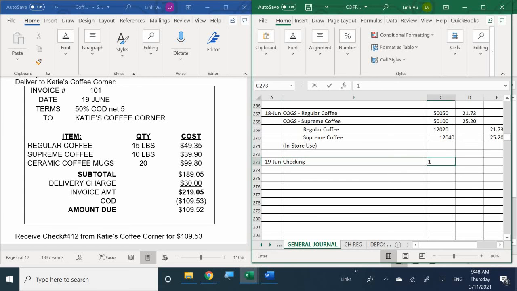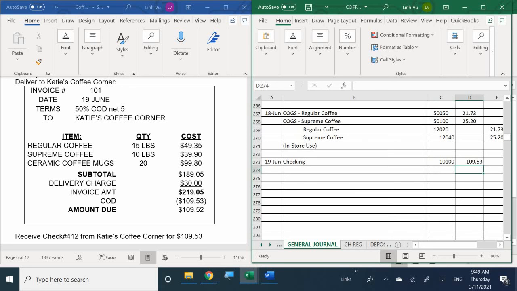Good. How much did she give us? 109.53. We have a check number right down below. Okay. What else? It doesn't look like they charge any sales tax, so no sales tax payable. Delivery charge. Well, yes, we have a delivery charge.